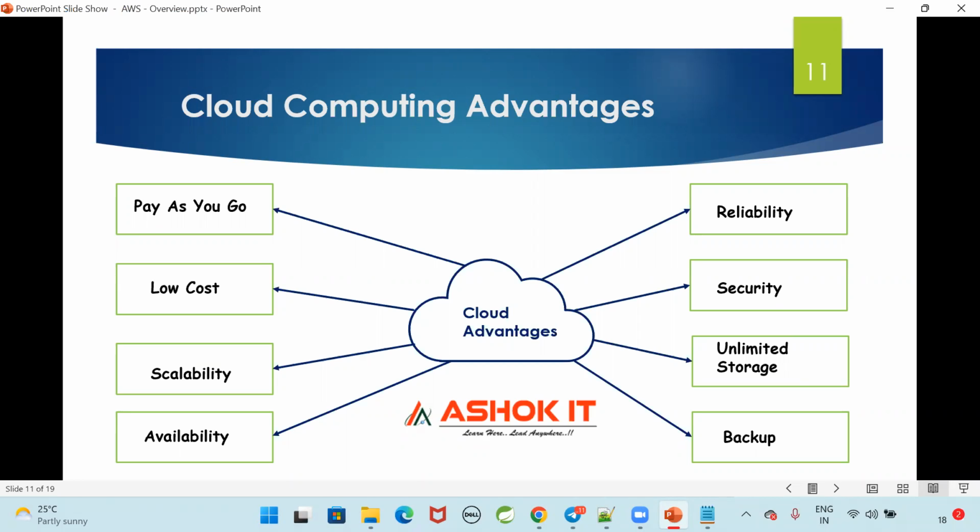Reliable infrastructure, nothing but strong infrastructure. Whatever infrastructure we are going to get from the cloud provider, that is a reliable, strong infrastructure. Got my point? Next one, security.